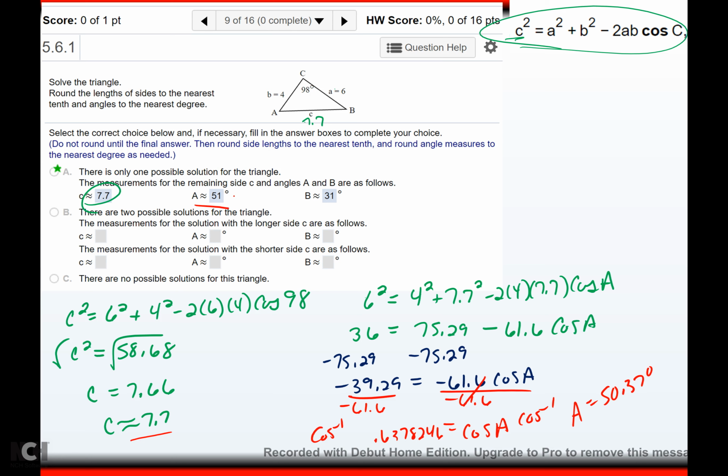Watch your rounding, guys. All right, and then to get C, we would do 180 minus 98 minus 51, and that would give me the 31 degrees for C. Okay, watch that rounding. Same with that rounding. Probably because I rounded here, which rounded there, which rounded there. Don't round until the very end.